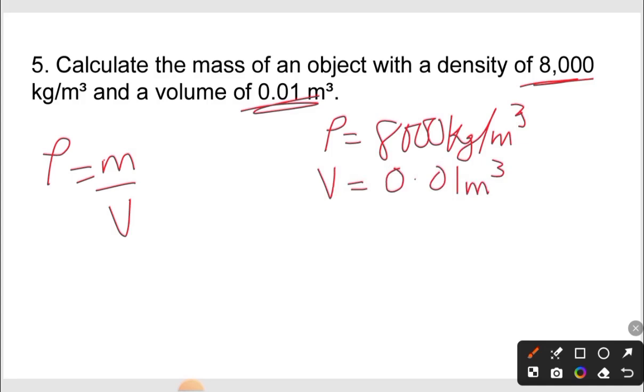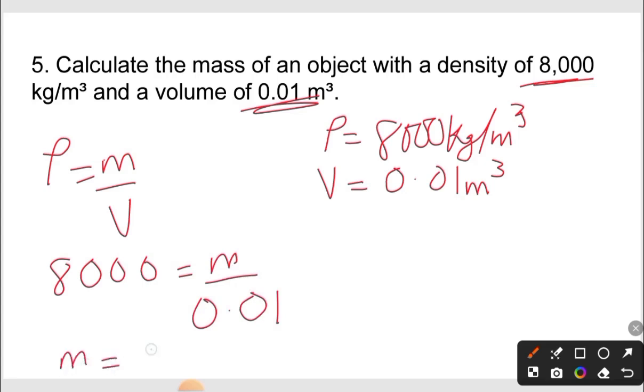You don't need to read through again. Now, it's either you make the mass the subject. So, actually don't make anything the subject. I just fix the numbers in first before I make anything the subject. So, your density is 8000 equals the mass, which is what we don't know, over the volume 0.01. So your mass will be equal to 8000 times 0.01. So the mass of the object is going to be 80.